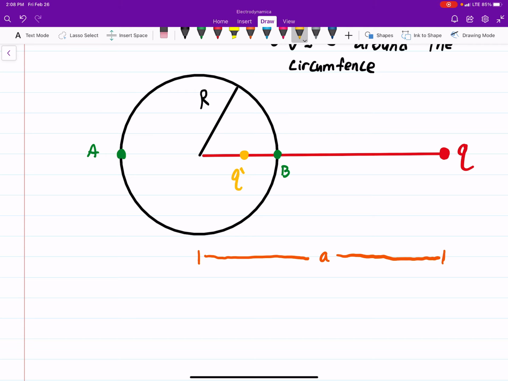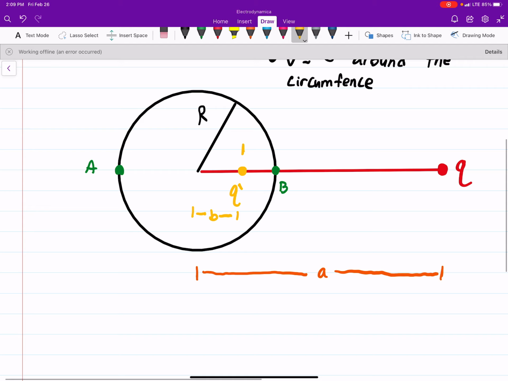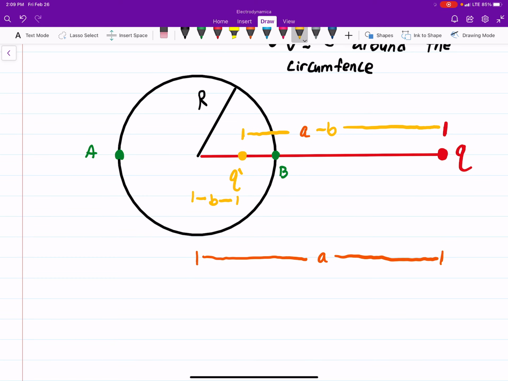And we'll say that it's a distance b from the center. Okay? So the distance from our imaginary charge to our real charge is just a minus b. So that's this guy. a minus b is just that distance. Okay?